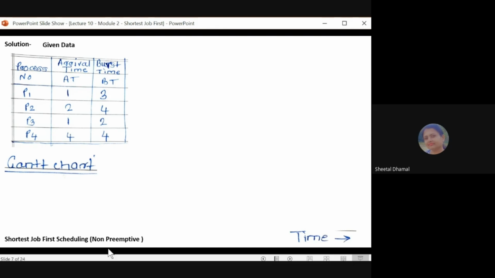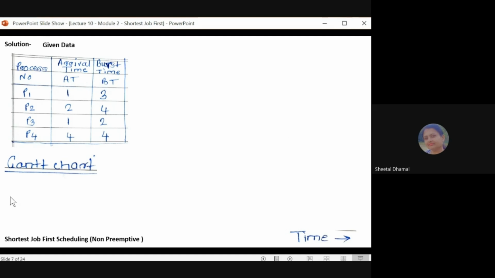Here it is not mentioned whether the arrival time is in minutes, seconds, milliseconds or microseconds. So you can assume anything. You can assume that at 1 o'clock P1 and P3 enter the ready queue, at 2 o'clock process P2 enters the ready queue, and at 4 o'clock process P4 enters the ready queue. So you can assume any time unit for this. Let us call that unit a time unit.